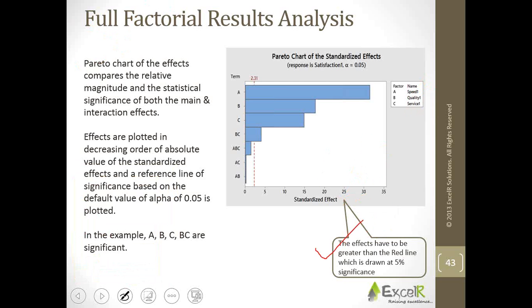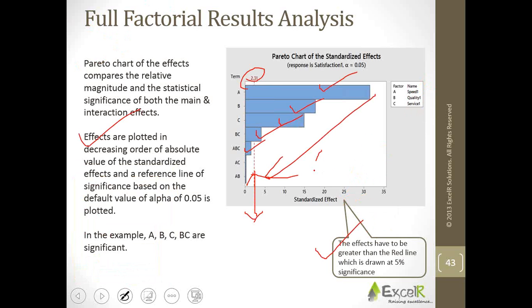The effects have to be greater than the red line. This red dotted line is 2.13, right? The effects have to be greater than the red line, which is drawn at the 5% significance level. Effects are plotted in decreasing order. If you see A, B, C, B, C, C, and all, it's in decreasing order. This reference red line is a significance based on the default value of alpha.